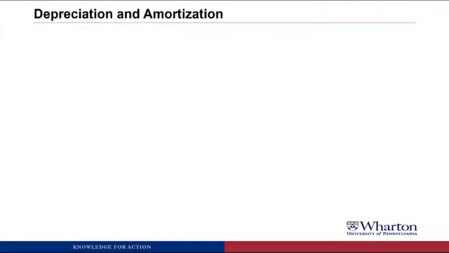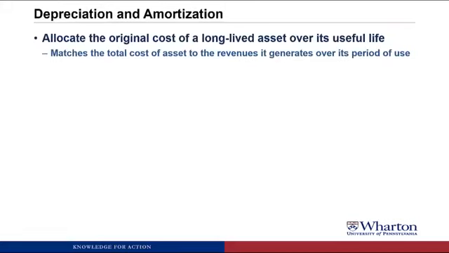Finally, we're going to talk about depreciation and amortization, which are just examples of deferred expenses, but there's a lot more to them, so I wanted to give them their own couple of slides. The goal of depreciation and amortization is to allocate the original cost of a long-lived asset over its useful life. What we want to do is match the total cost of the asset to the revenues it generates over its period of use.